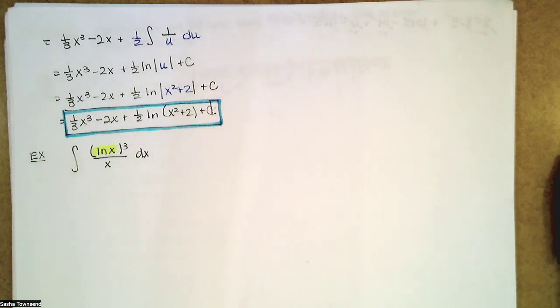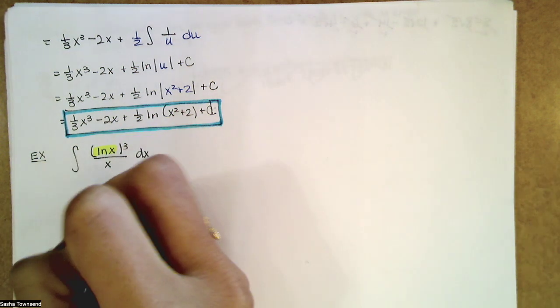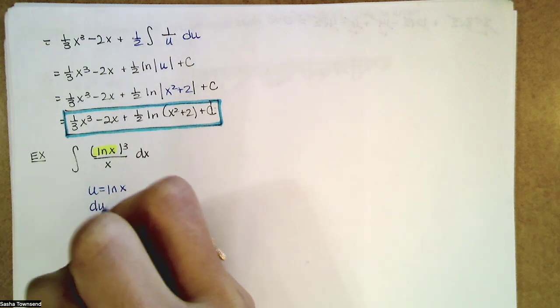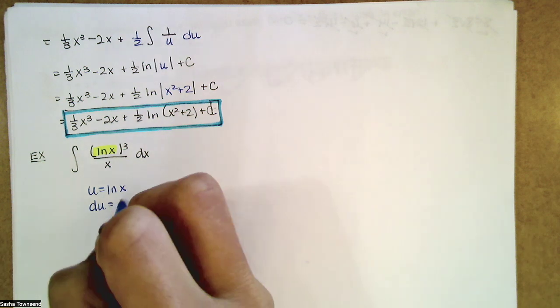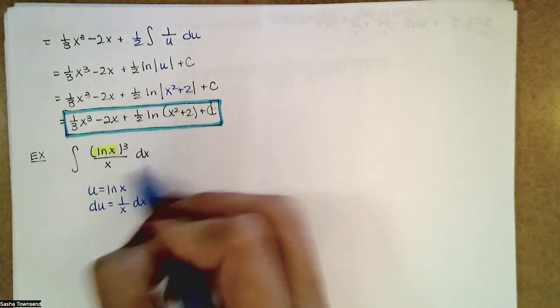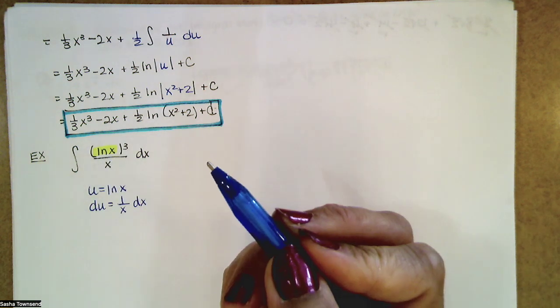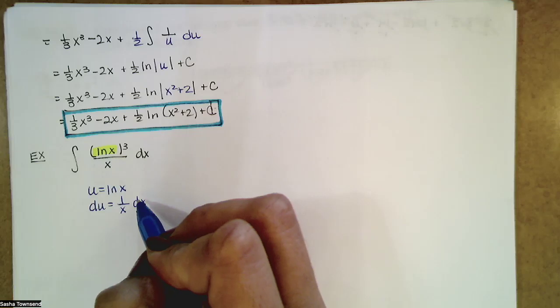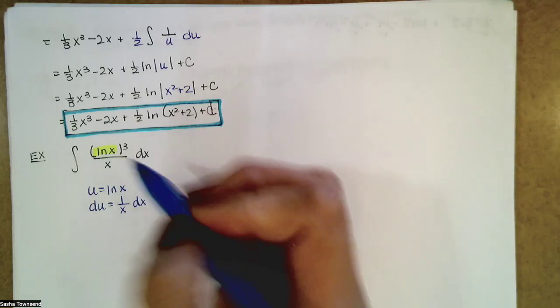We're never sure that will work until we actually write that down. U equals natural log of x, and then compute du. You say, what's the derivative of natural log of x? It's 1 over x, then we multiply by dx. And then we say, can I rewrite that entirely in terms of u? I sure can. Is there a factor of 1 over x dx? And you say, yes.